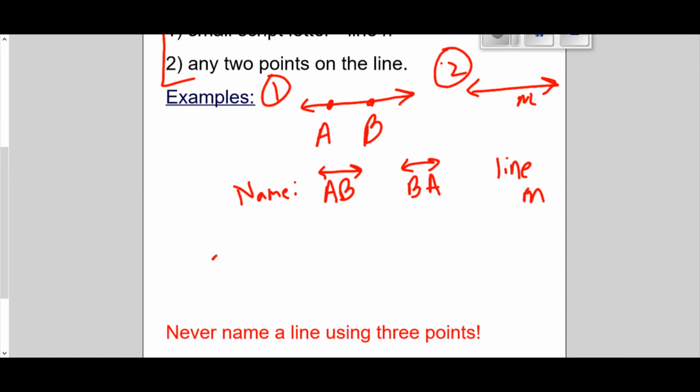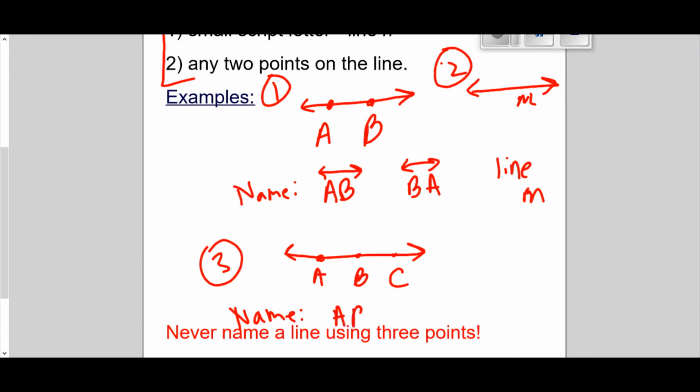And then for a third example, let's say we were given three points, A, B, and C on a line. We can never name a line using three points. So for example, possible names: we could name this as AB, line AB. We could name it, just flip that, BA. We could also name it with point A and point C. So we could name this line AC, or we could name it CA.